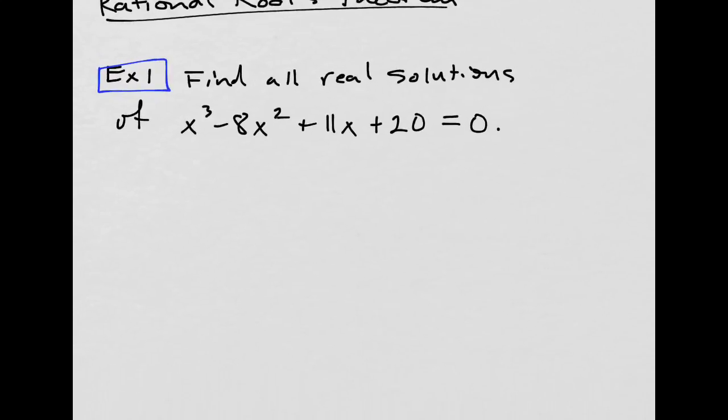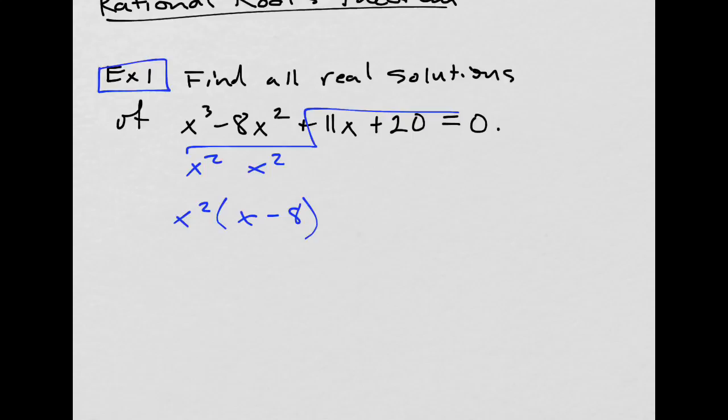Here, the first step that I'm going to do is try and factor. If I were to try and factor, I would divide by what? X squared. And that would give me x minus 8. And that just looks like I can only divide by 1. So that would be 11x plus 20. That doesn't work out. I can't factor, at least not with the normal methods that I have for factoring. So what can I do? This is how I formulate my guesses.